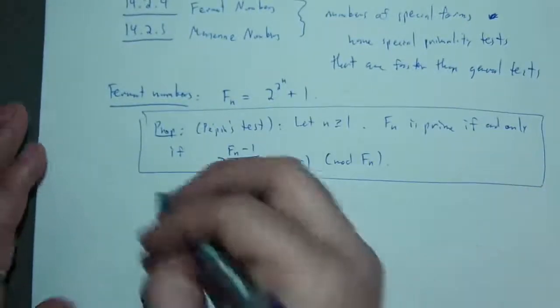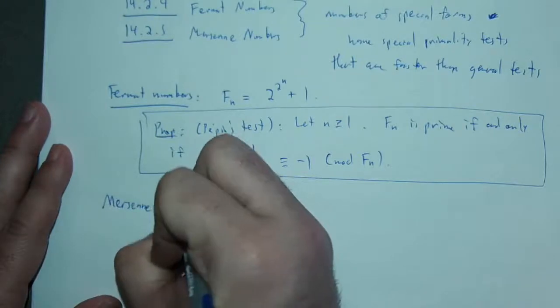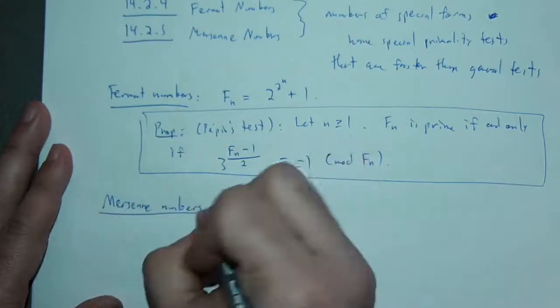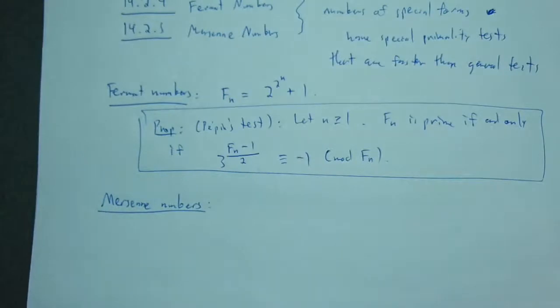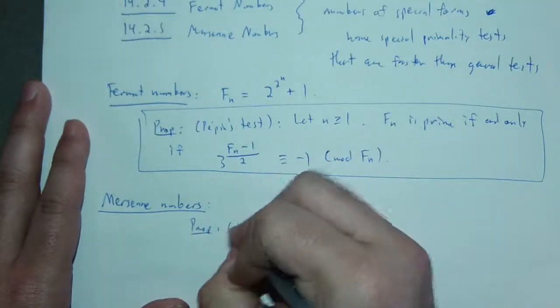And for Mersenne numbers, so the Fermat numbers are, the conjecture is that none of them pass F sub 5, so none of them pass the first 4. So starting at F sub 5, they're all composite, right? That's the conjecture. And for Mersenne numbers, the fast test is called the Lucas-Lehmer test.